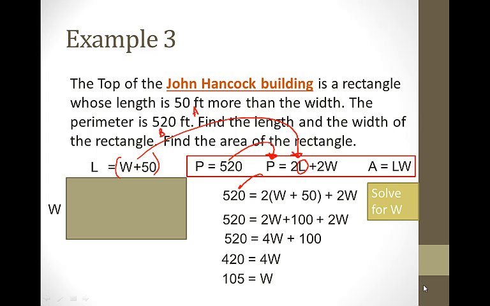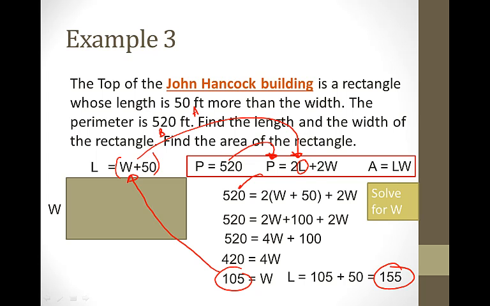So if the width is 105, what is the length? Well, we know we have a formula here that relates the length and the width. I'm just going to plug my W of 105 in for the length. The length is 50 feet more than that. So the length is 155. So this is the first part of the problem. This answers part A.